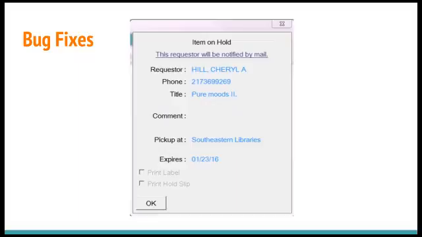But it also prints the emails. It's still going to do that because that's how we determine if they're getting their notice by email or not. If their email address is filled in, our hold slips print their email. It should still put that on there.